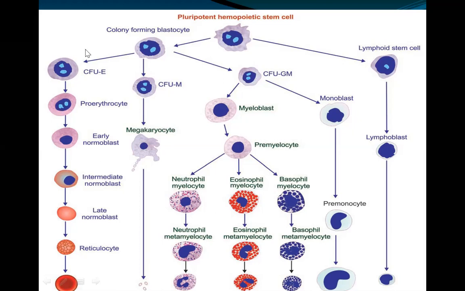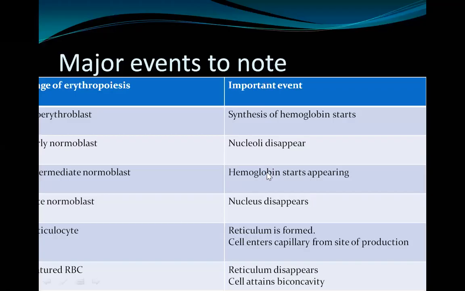So let's look at the major events that occur in these phases. The major event during the proerythroblast phase is that the synthesis of hemoglobin starts. Remember, here the synthesis of hemoglobin starts. Then in the early normoblast, the nucleoli disappear. In the intermediate normoblast, the hemoglobin starts appearing, and you can see the cell starts being red. Then in the late normoblast, the nucleus disappears. Then in the reticulocyte, the reticulum is formed.